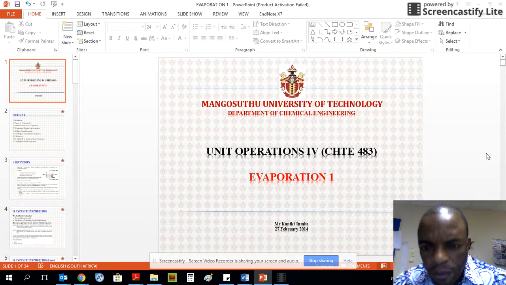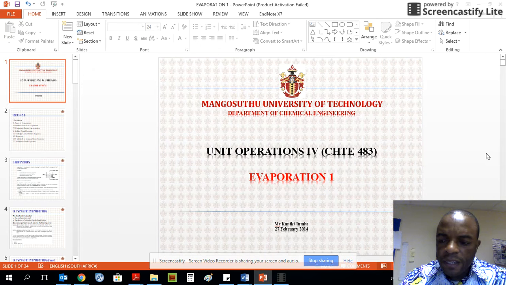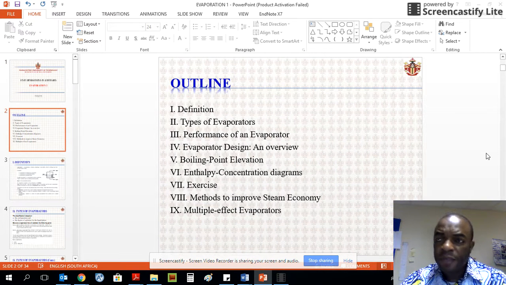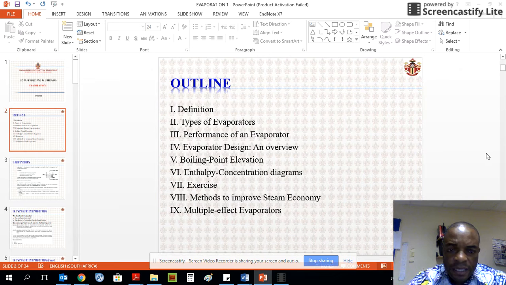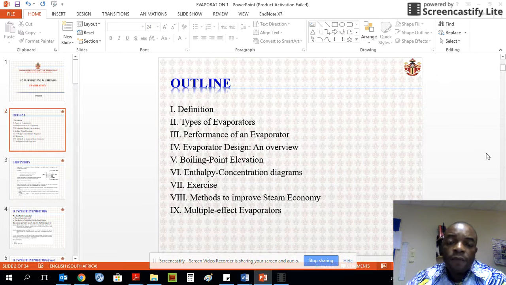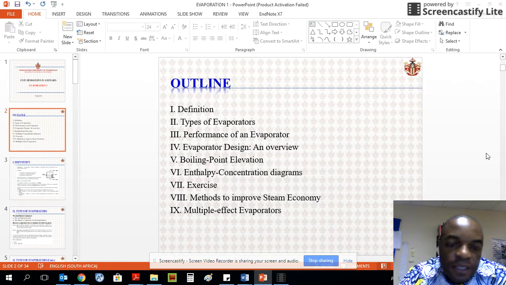Good morning and welcome to this first part of our session on evaporation. In the next few minutes, we are going to provide some definitions related to this topic. We'll look at the types of evaporators, what defines or determines the performance of an evaporator. We'll discuss a model for multiple effect evaporators.